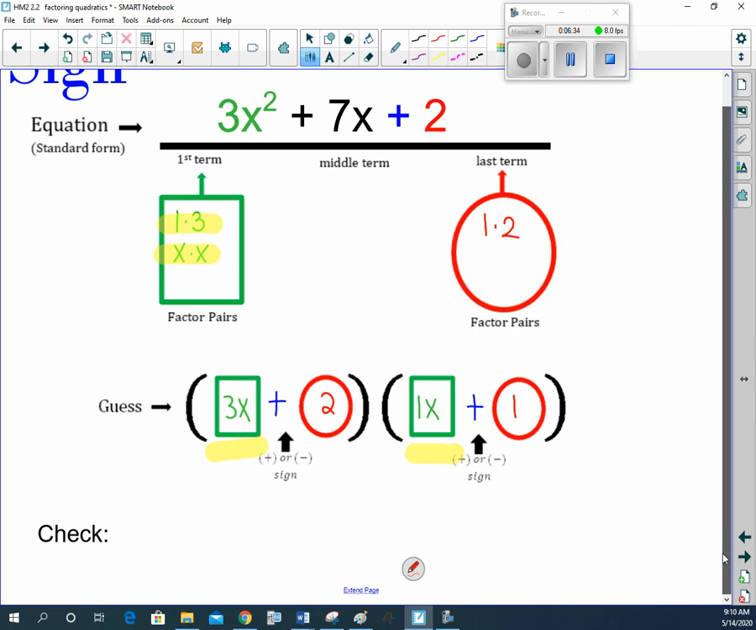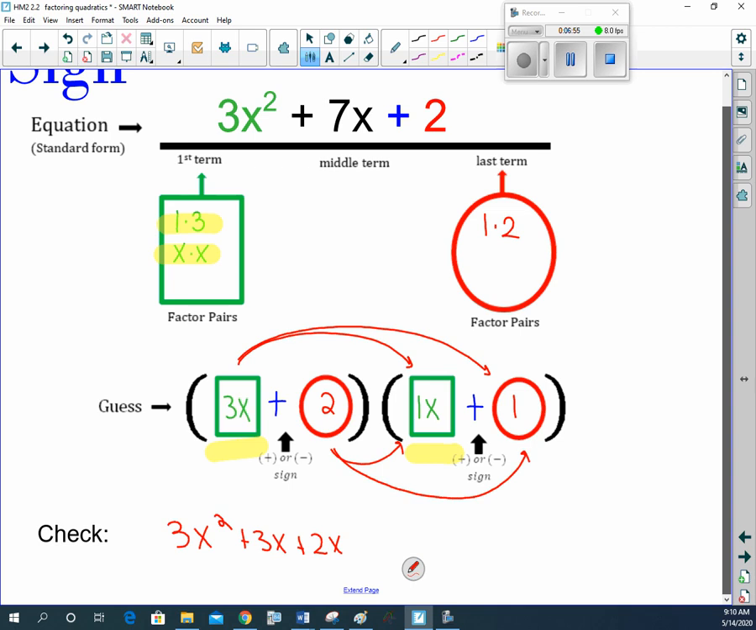Now, the only way to figure out if you got it right is you have to check it. You have to multiply it out. Well, I know that 3x times 1x is 3x squared. And 3x times 1 is 3x. 2 times x is 2x. And 2 times 1 is 2. Okay, let's add those together. And what do we get in the middle right here? You get 5x. Is that what I wanted? No, I wanted 7x.